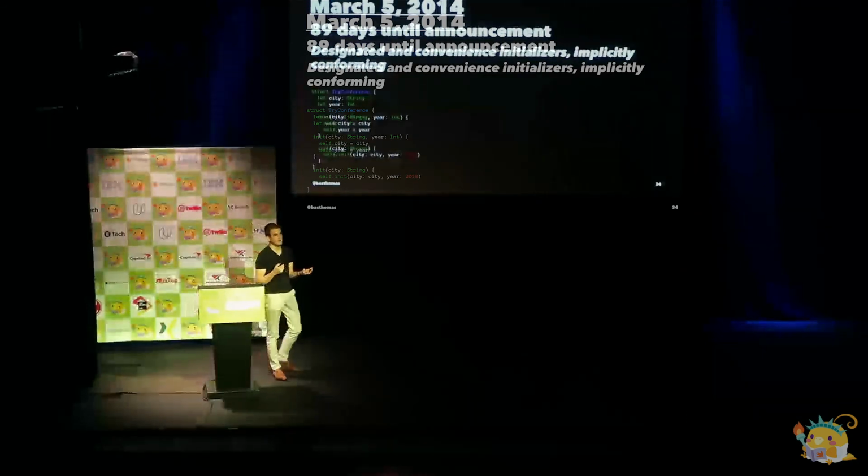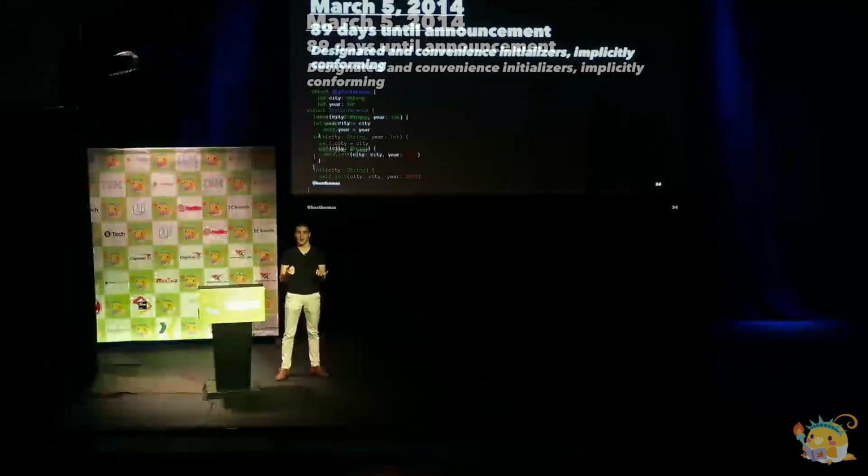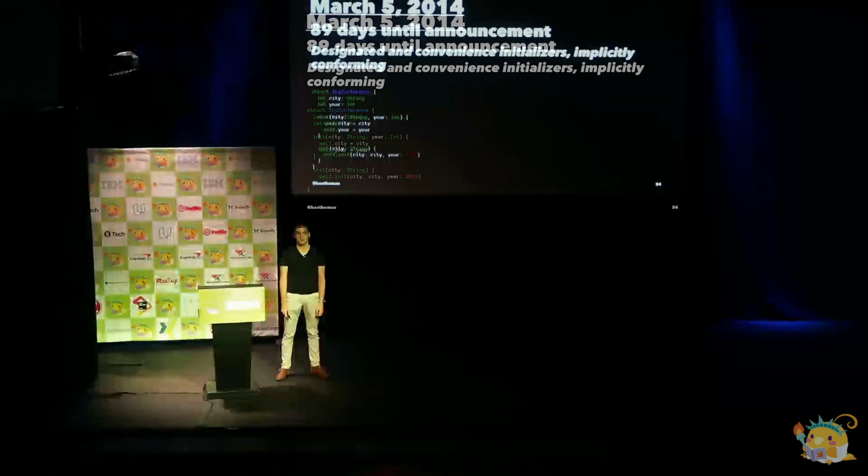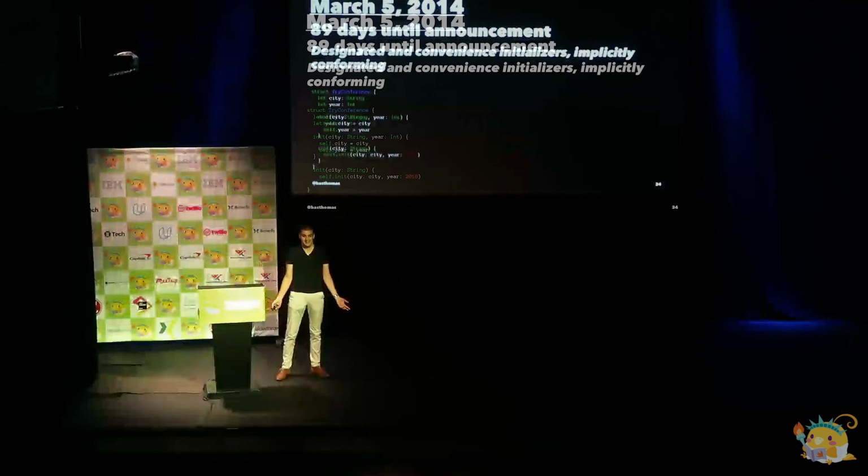And we have some implicitly conforming types, where our device type now conforms to Equatable and Hashable by default, which is something we see much later in Swift 4 come to more types.